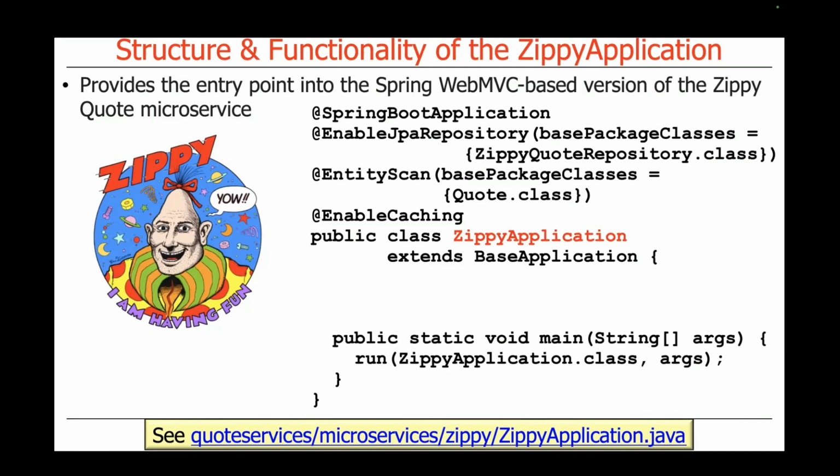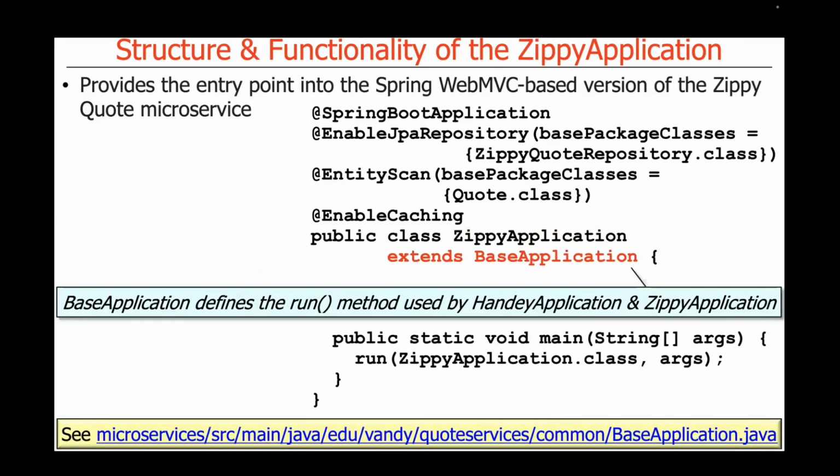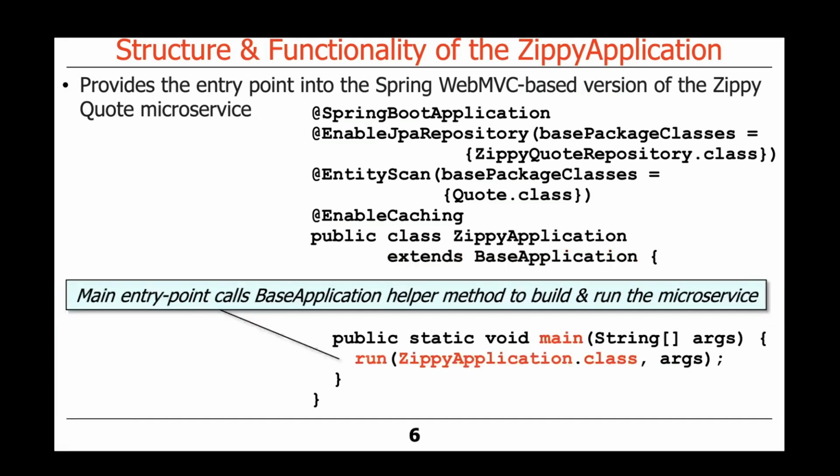So as usual, we have an application, in this case, the Zippy application, that provides the entry point into our Spring WebMVC-based version of the Zippy Quote microservice, which you can get at this link down below. As we did with the handy application, we extend the base application, which defines the run method used by both handy application and Zippy application, and also defines a few other beans that are used to make sure that each incoming request that arrives from a client is going to be handled by a virtual thread at the lowest level of the incoming request stream.